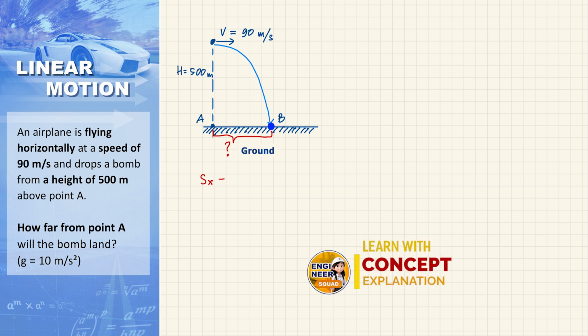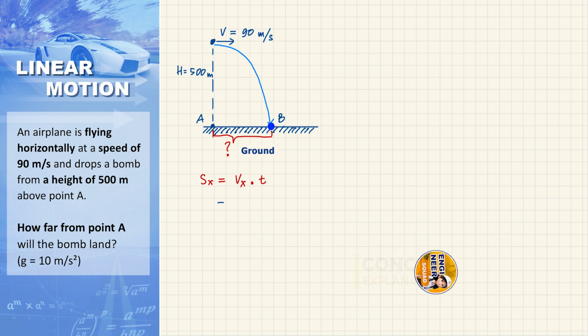The formula for Sx is given by velocity along the x-axis multiplied by t, where the velocity along the x-axis, Vx, is 90 meters per second. However, we first need to analyze the value of t. To find t, we need to analyze the vertical motion of the bomb.